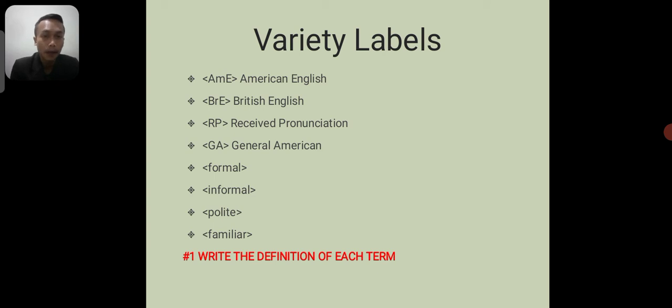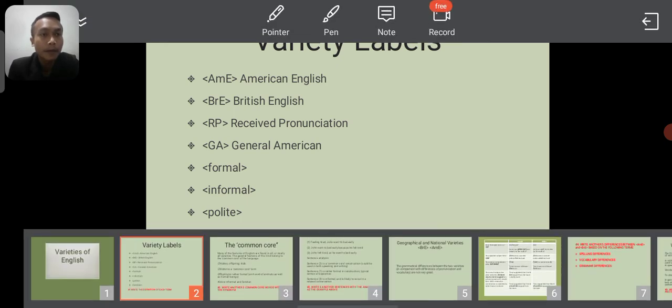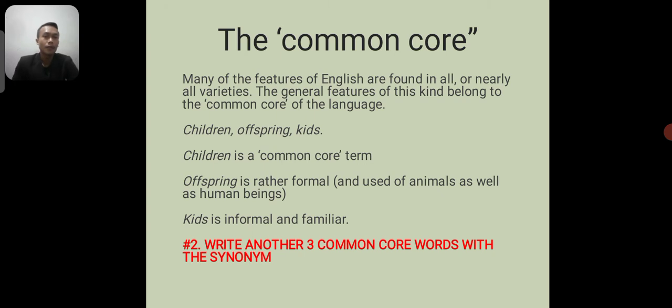And then polite. The people who are very well mannered and respectful of others. And then familiar. Familiar, to recognize something or someone that is familiar, is well known to you. And then the common core. Many of the features of English are found in all, or nearly all varieties. The general features of this kind belong to the common core of the language.